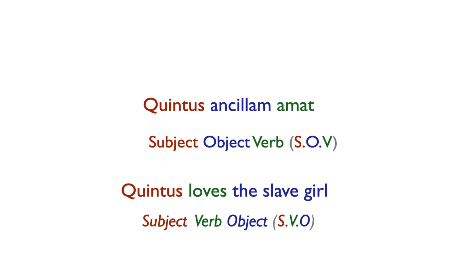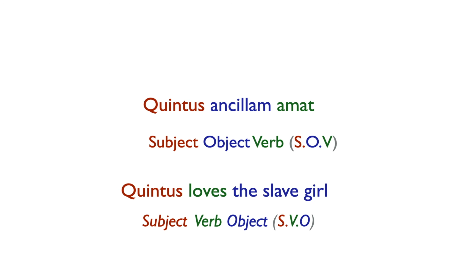Okay, so here's an example of a typical Latin sentence. Quintus ancillam amat. Quintus loves the slave girl. Now let's just take a look at word order for a second. In the Latin sentence, we have the subject, Quintus, followed by the object, ancillam, and finally the verb at the end. So when you are trying to figure out a Latin sentence, always, always, always go to the end of your sentence. Look at the verb because it will tell you who is doing what to whom.